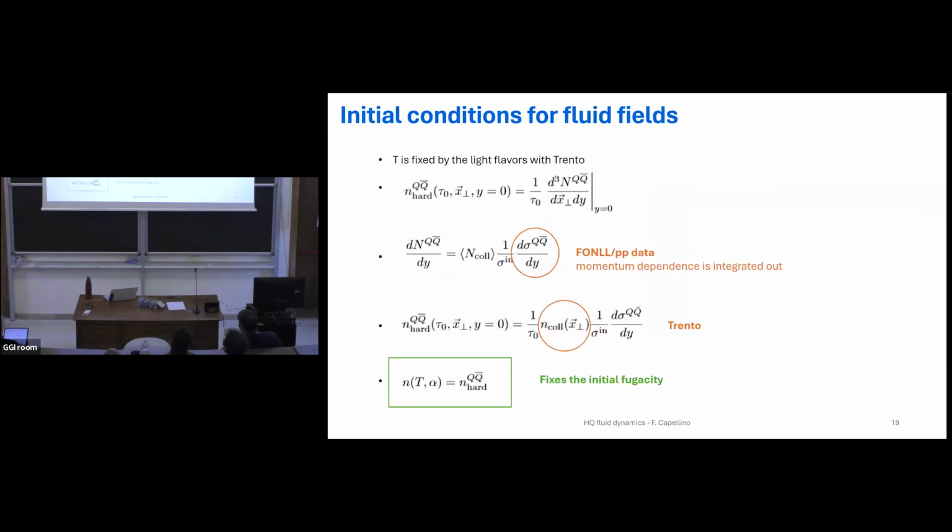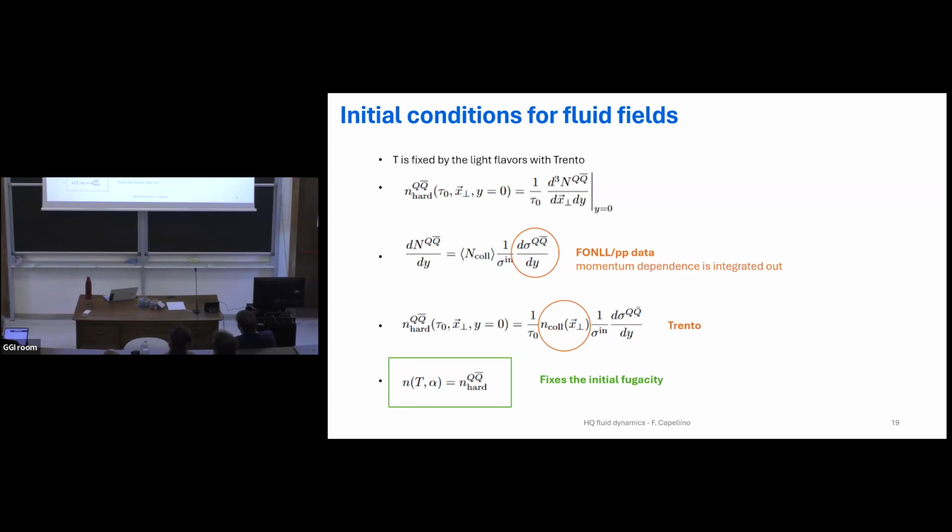Okay, and then one last point about the initial conditions for these fluid fields that we need to plug into our simulations. So for the light sector, what we initialize is basically the temperature field for which we use for now a Trento model for the entropy density, and then we use the equation of state to obtain the temperature. And basically, we will assume that the temperature that goes into the equation of state of the charm is the same temperature of the surrounding medium because they are close to local kinetic equilibrium with it.